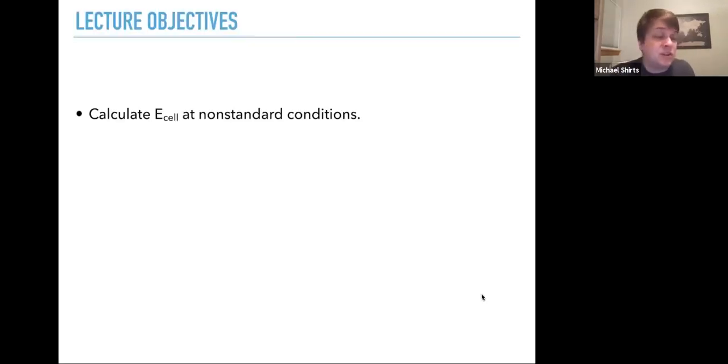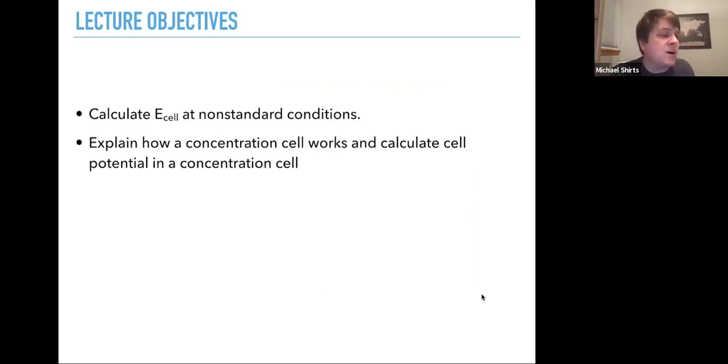All right, in this segment, we're going to be taking a step further. Last segment, we talked about relating the standard potential to the standard free energy. But of course, many times the concentrations or the situations are not in standard state. So in this segment, we're going to calculate the cell potential at non-standard conditions and explain how a concentration cell works and calculate the cell potential in a concentration cell.